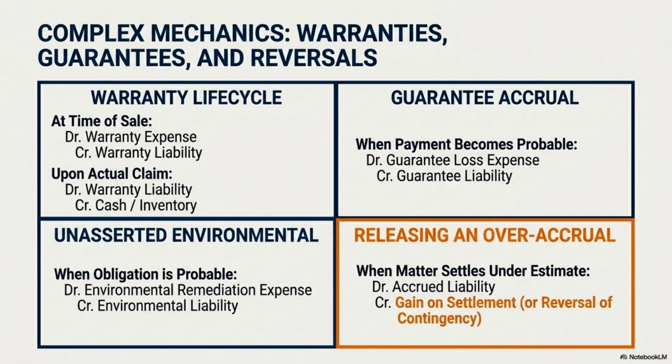Bottom right, highlighted in orange because it surprises people, releasing an overaccrual. When a matter settles for less than you accrued, you do not quietly reduce the liability to zero. You debit the accrued liability and credit gain on settlement or reversal of contingency. That gain flows through the income statement visibly. Readers can see when contingencies resolved more favorably than expected.